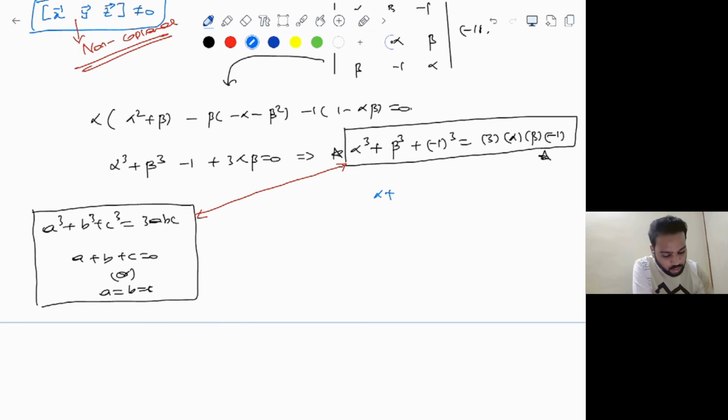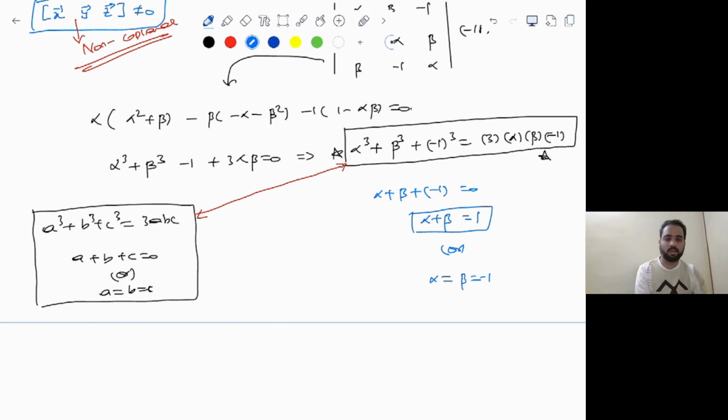First condition is what? Alpha plus beta plus minus 1, because A is alpha, B is beta, C is minus 1. So A plus B plus C is equal to 0. In this case, we get alpha plus beta is equal to 1. And moreover, one more case is also possible, that is alpha is equal to beta is equal to minus 1, because we have one more case also, A is equal to B is equal to C.